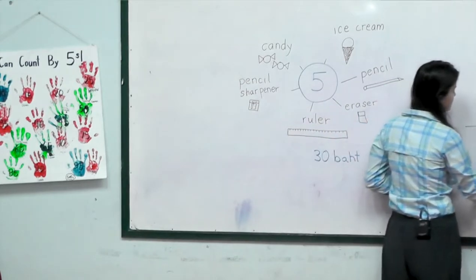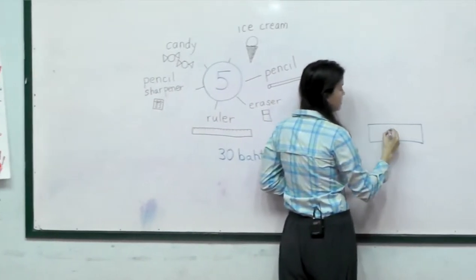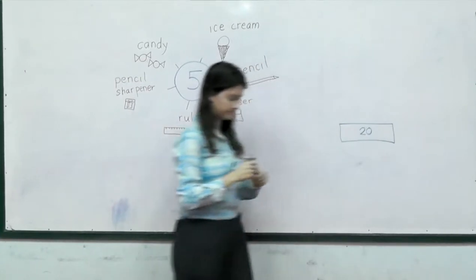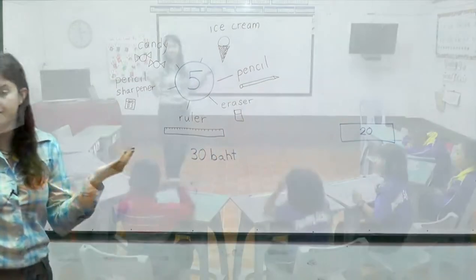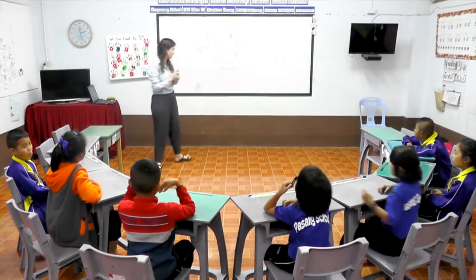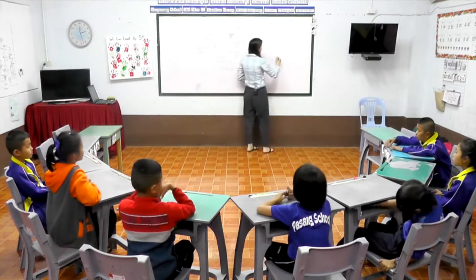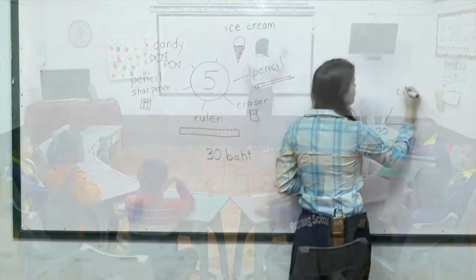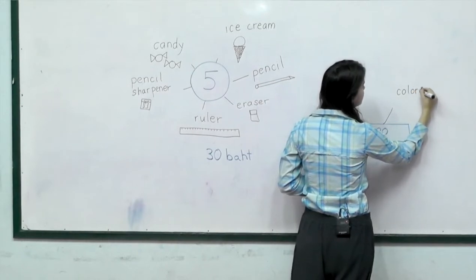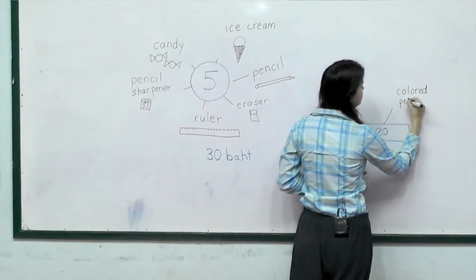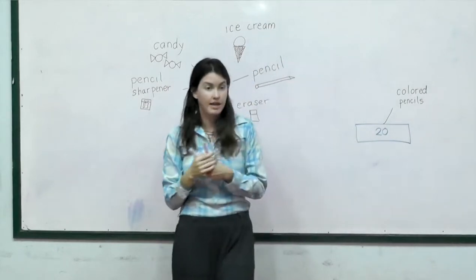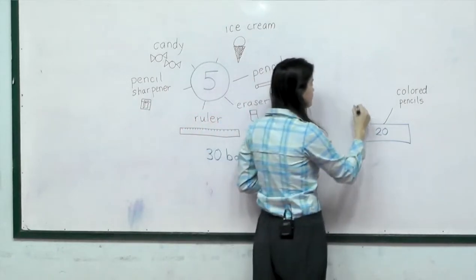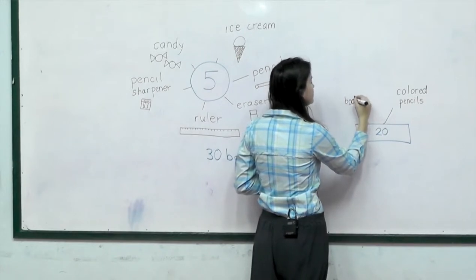What about 20 baht? What if we had 20 baht? What are some things we can buy for 20 baht? Colored pencils? Yes. Okay, cool. Very nice. Okay, I'm going to write colored. Can you help me spell pencils? P-E-N-C-I-L. And a little book? Okay, cool. A little book. That's a great deal.